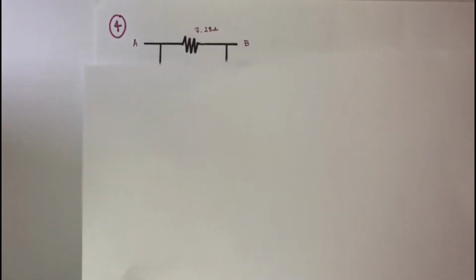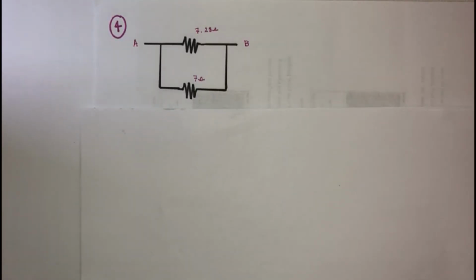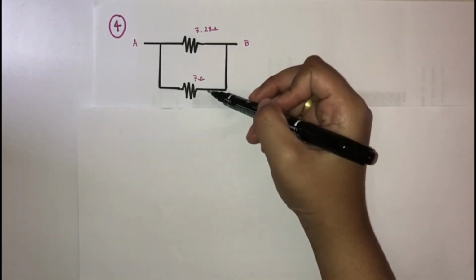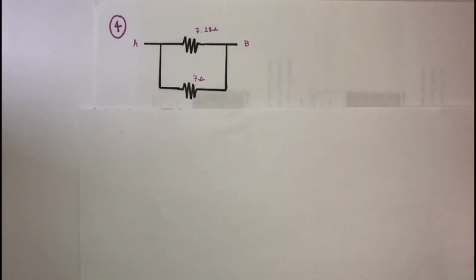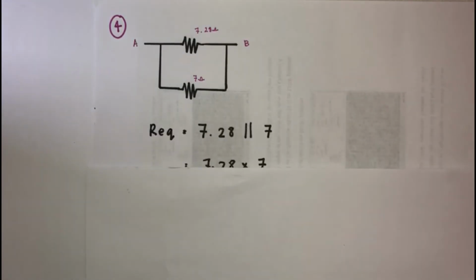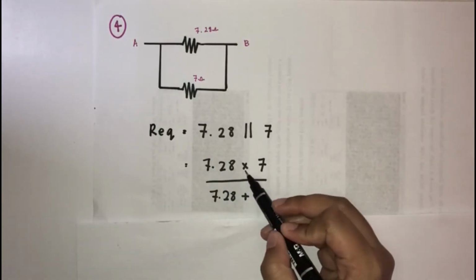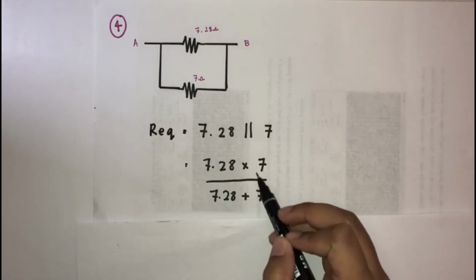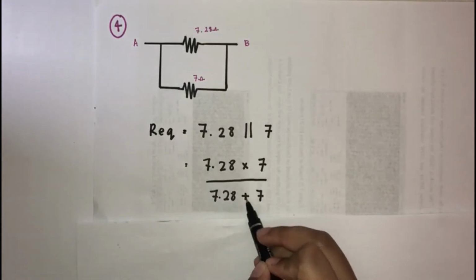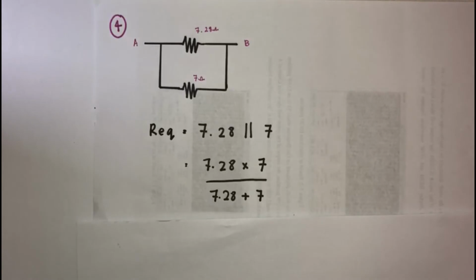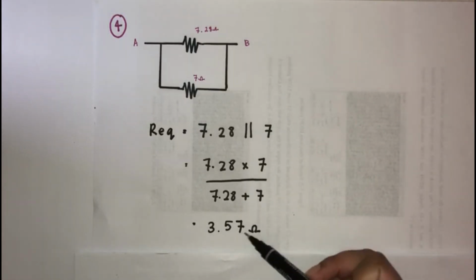Next, the circuit will be reduced according to this. Both of these resistors are connected in parallel. Therefore, the R equivalent for this parallel is 7.28 times 7 over 7.28 plus 7. So, the total R equivalent between A and B is 3.57 ohms.